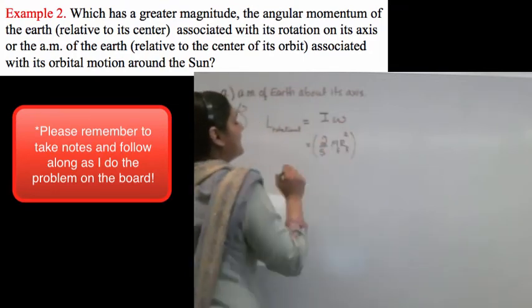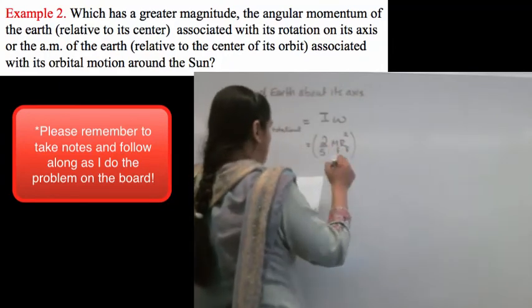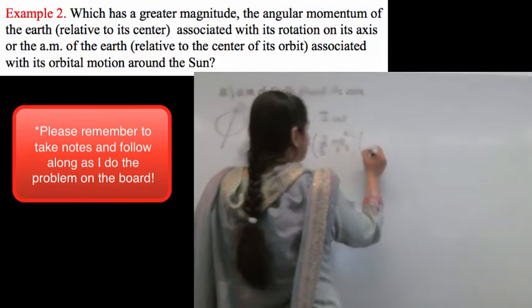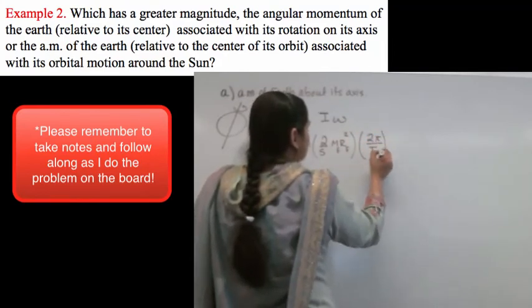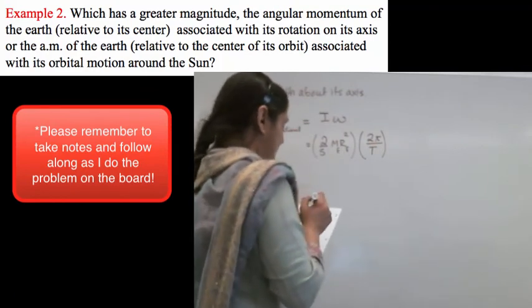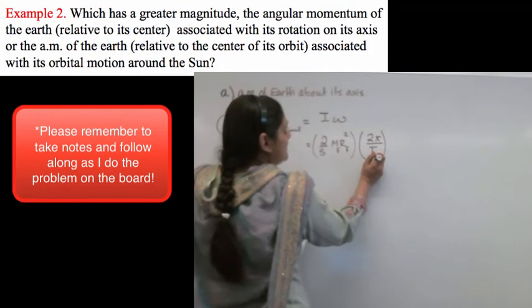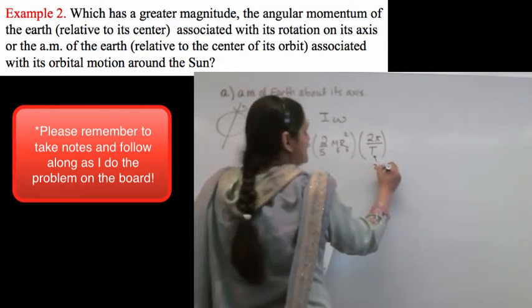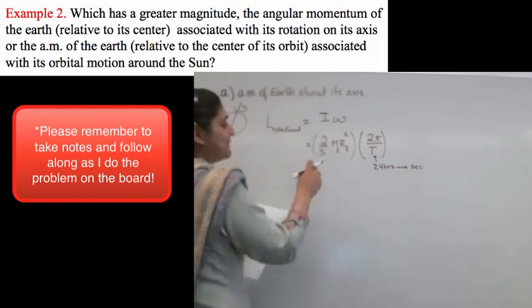And what about omega? Well, omega is going to be its angular velocity as it is going around, or angular speed, which is going to be given by 2 pi over t, right? Where t is the period, okay? So mass of the Earth we know, radius of the Earth we know. What is the period of the Earth? Absolutely, it is 24 hours. So then we can convert it to seconds, right? And plug the numbers in.